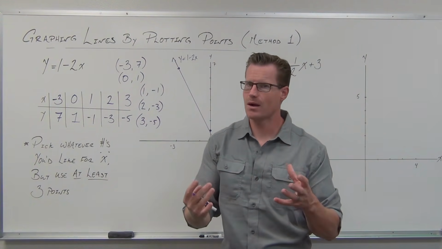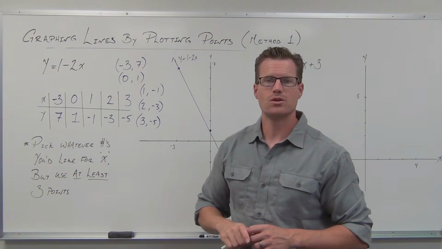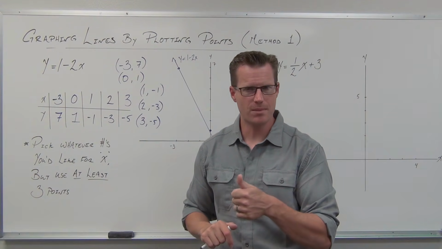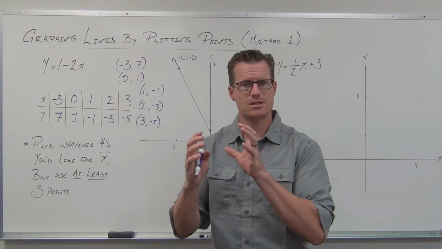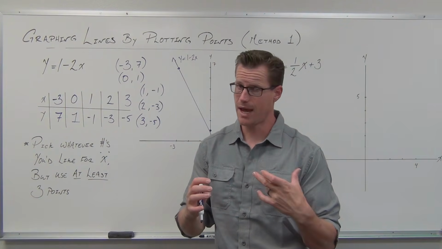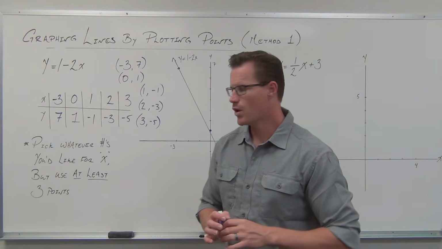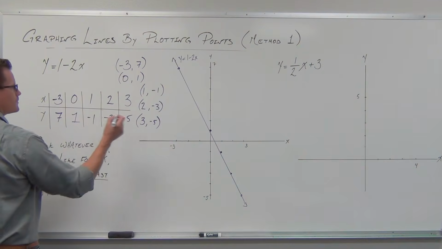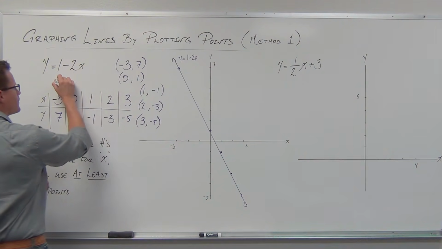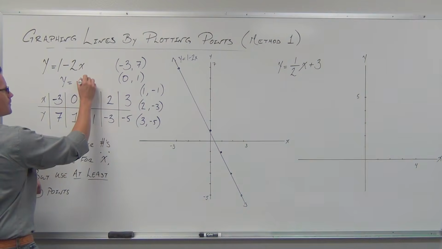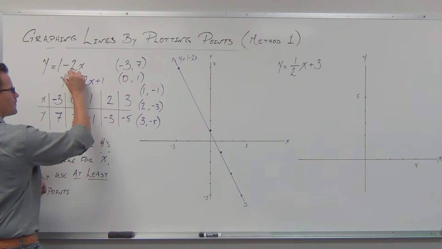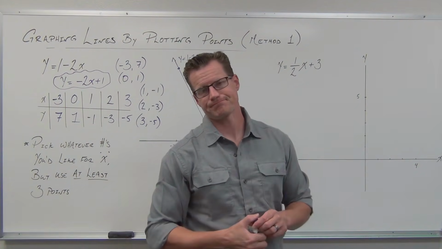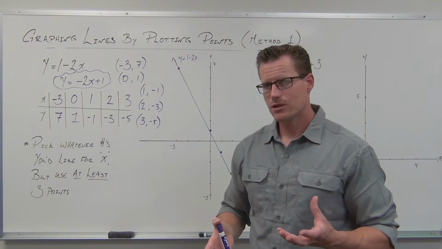Now, one way to see that relationship, always write your linear equation as solved for y. And always put it in order. What I mean by in order is I want the x term first and the constant term, if we have one, last. So I'm going to take a moment and rewrite this as y equals negative 2x plus 1.